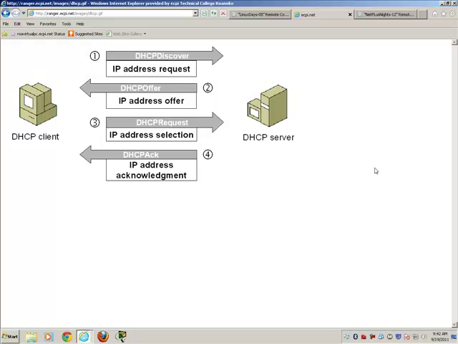Give me an IP address. The network administrator set this thing up with the proper addressing structure and all of the things that go with it. The DHCP server here responds with the DHCP offer. And oh, by the way, if we have more than one, every DHCP server will respond with an offer. So you may get more than one offer.